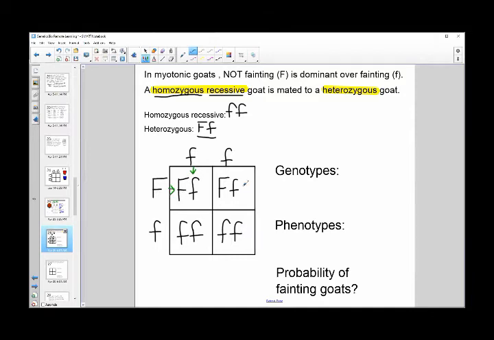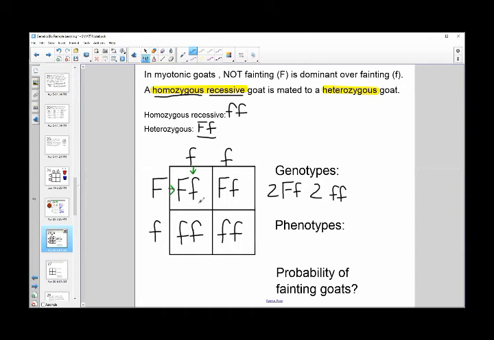So these are the possible gene combinations that a kid could have from these goats. Now we're going to answer the questions on the side here. For the genotypes, we are going to list the genotype combinations that we have in the square. One of the combinations I got was big F, little f, and I got two of those. I also got the combination little f, little f, and I have two of those in the square. These numbers should add up to 4 because we had 4 possible combinations in the square.